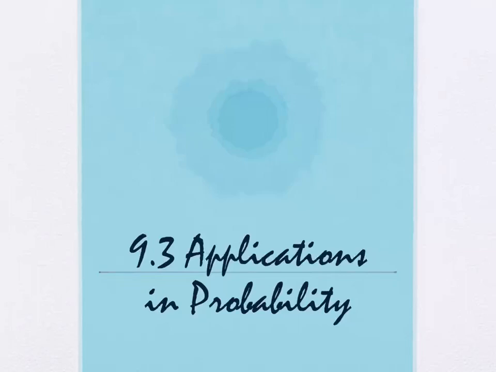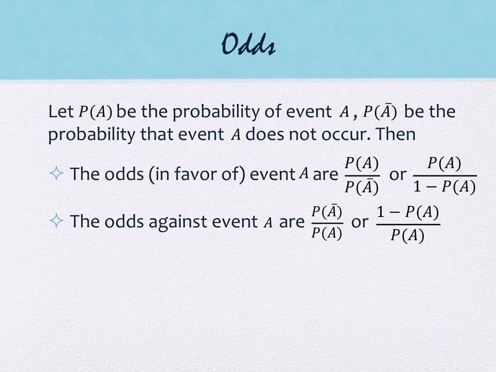Okay, so section 9.3 is probably the most fun section in chapter 9. It's all about taking a look at applications in probability, and in particular, we're going to look at a lot of things that have games associated with them in this section. So to start with, we're going to take a look at what odds are.